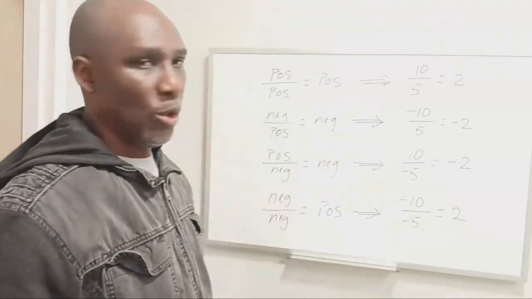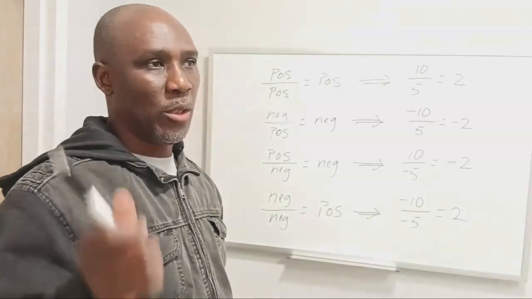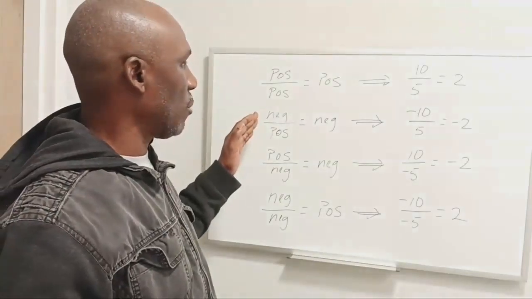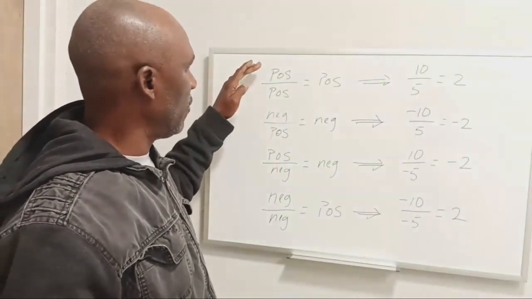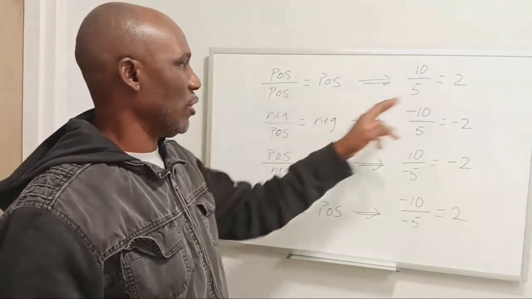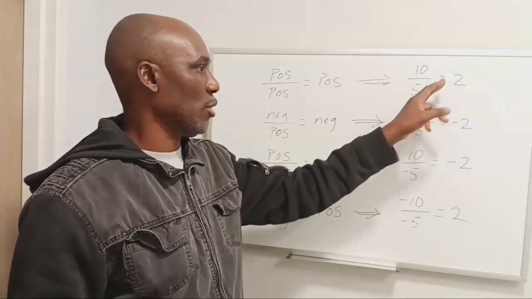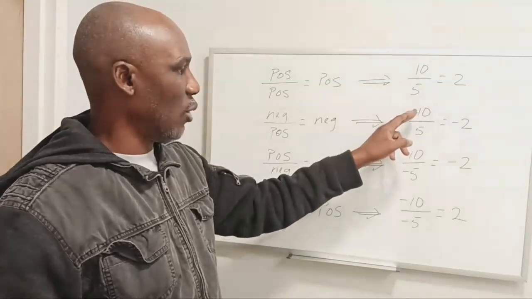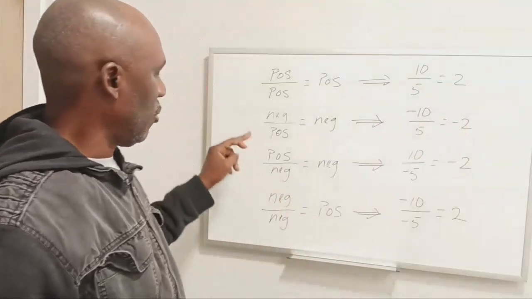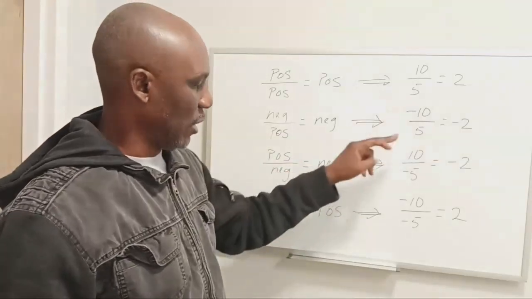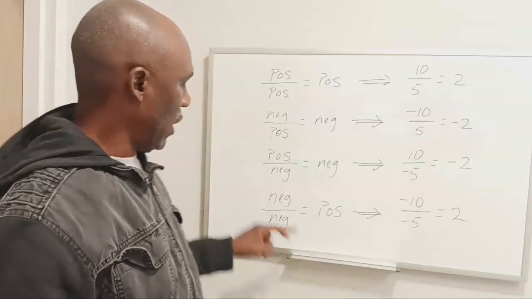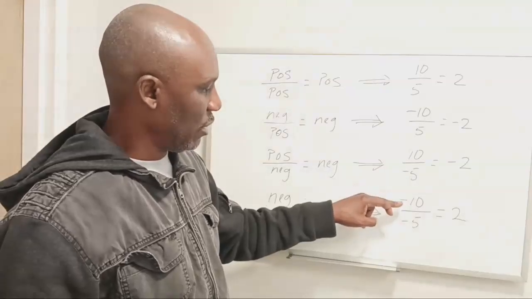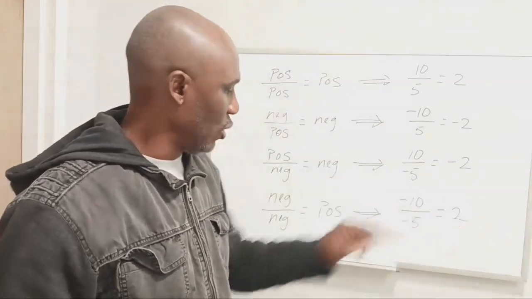That's it. So those previous examples were multiplication, and these are division. So for division, it's just like multiplication. You see positive over positive is positive, just like 10 over 5 equals 2. Negative over positive is negative. Negative 10 over 5 is negative 2. Positive over negative is negative. 10 over negative 5 is negative 2. And negative over negative is positive. Negative 10 over negative 5 is just 2 and not negative 2.